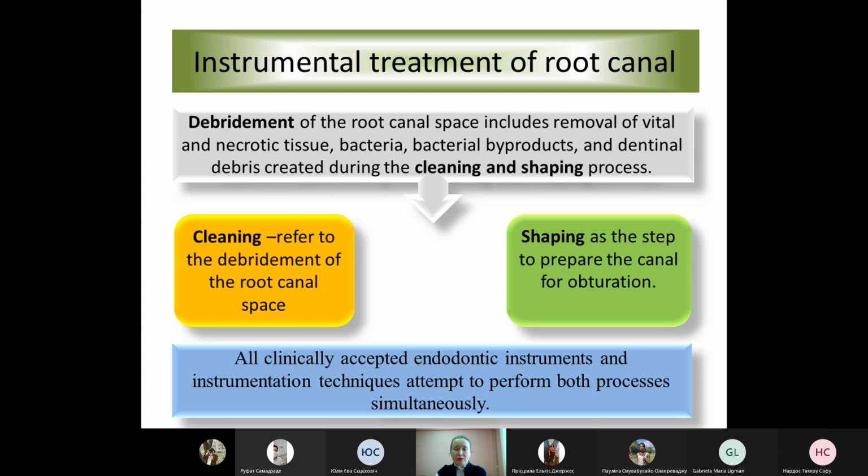And now we move on to instrumental treatment of the root canal, the next step after enlargement of root canal orifices. Actually it is debridement of the root canal space, and it includes removal of vital and necrotic tissue, bacteria, bacterial byproducts, and dentinal debris that were created during the cleaning and shaping process. Cleaning refers to the debridement of the root canal space, shaping is the step to prepare the canal for obturation. All clinically accepted endodontic instruments and instrumentation techniques attempt to perform both processes simultaneously.